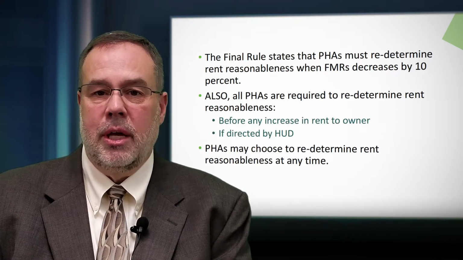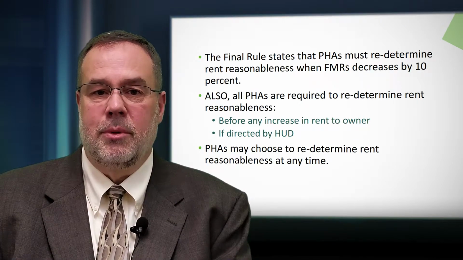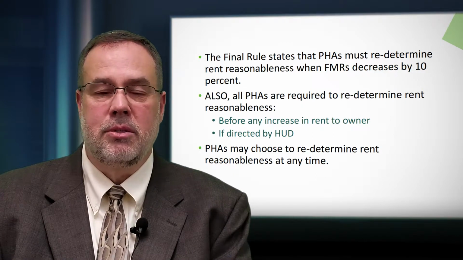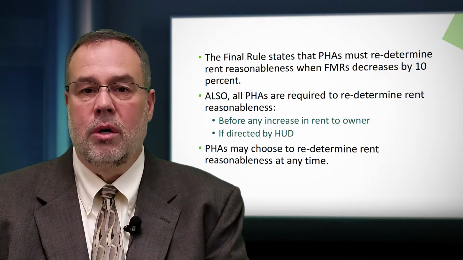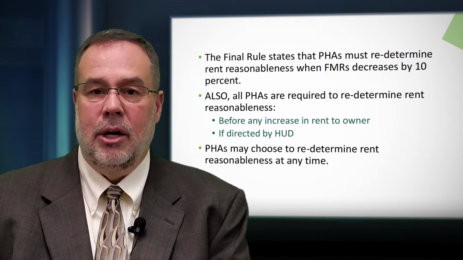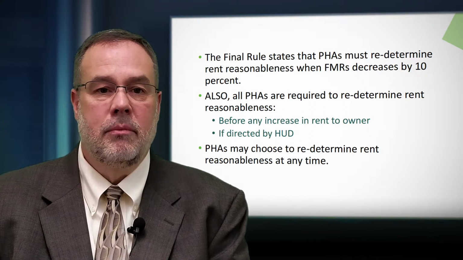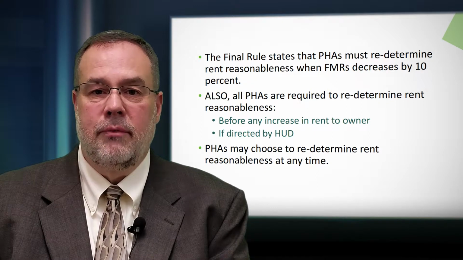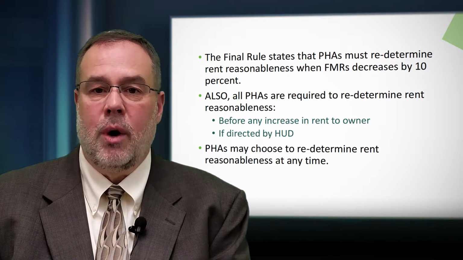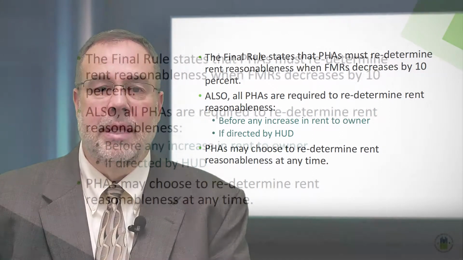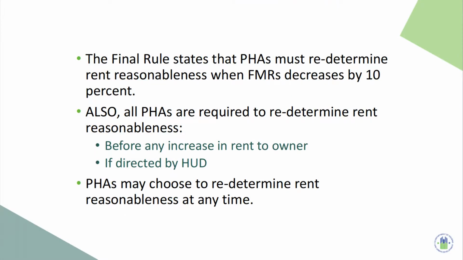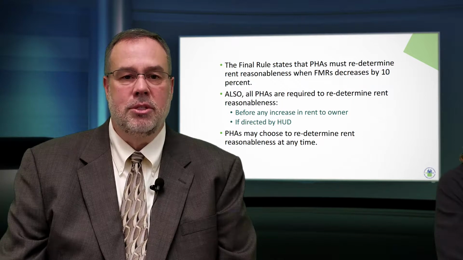The final small area FMR rule makes changes to rent reasonableness requirements that apply to all PHAs administering the HCV program, regardless of whether the PHA operates in an area where small area FMRs have been adopted. Notably, under the small area FMR rule, PHAs are now required to determine rent reasonableness when the applicable FMR decreases by 10%. This is a change from the previous requirement that rent reasonableness be redetermined following a 5% decrease in FMRs. This change should help to reduce the administrative burden on PHAs.